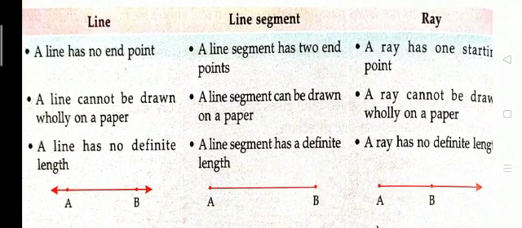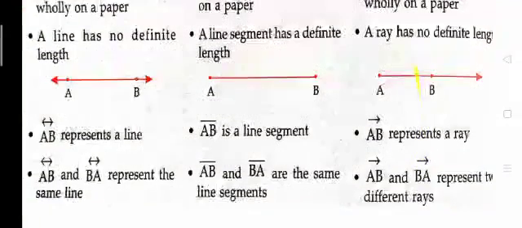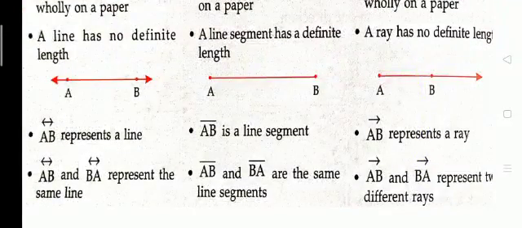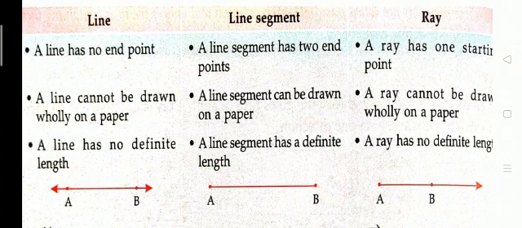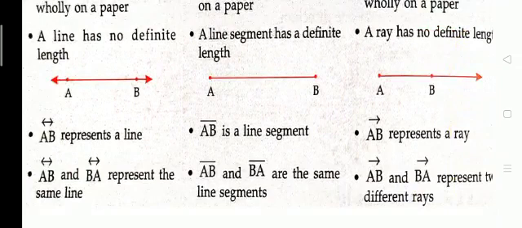A line segment has two endpoints, that is, its length is fixed, and it is represented as AB or BA. Both are the same. Now a ray has only one endpoint and one extended point, that is, we can extend it from the other point. It can be represented as AB and BA, but they are two different rays.